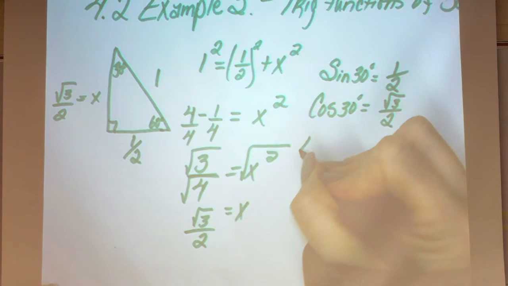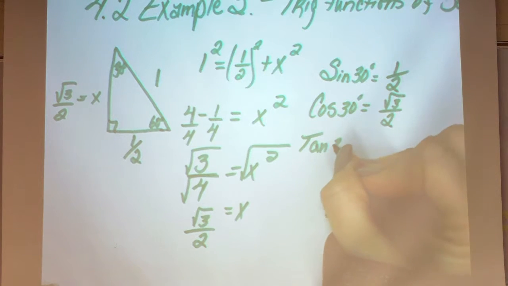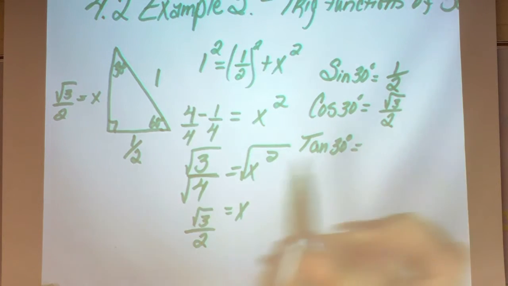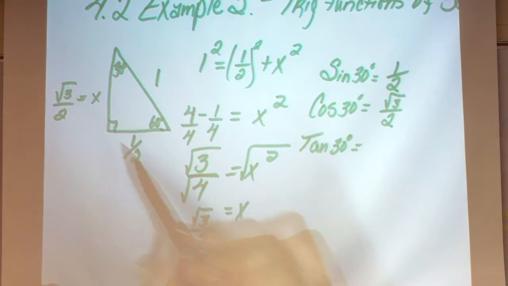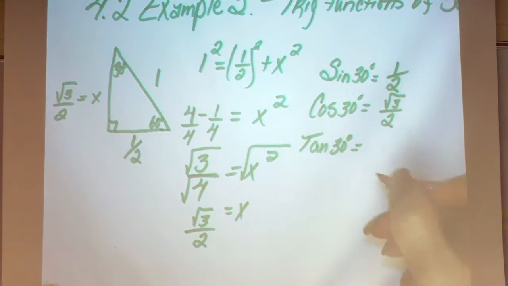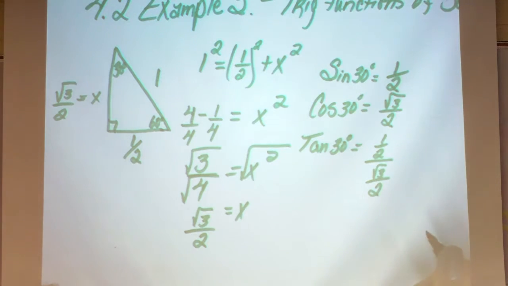Okay, our tangent of 30 degrees is going to be opposite over adjacent. So we would have a compound fraction here, 1/2 over the square root of 3 over 2. If I multiply by the reciprocal here, my 2's will cancel out, and this would actually equal the square root of 3.